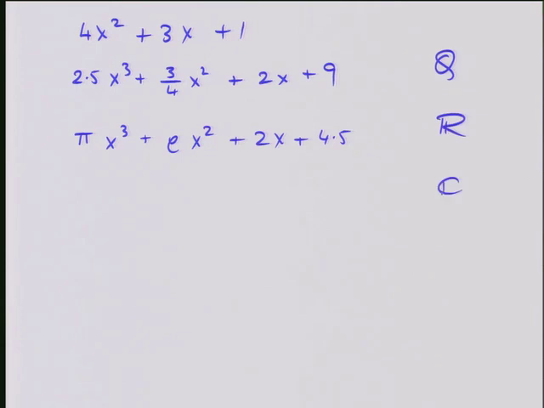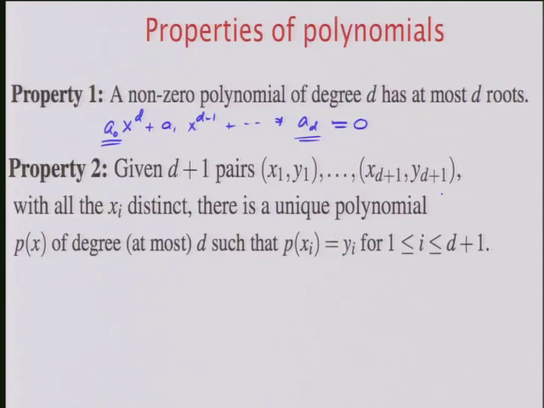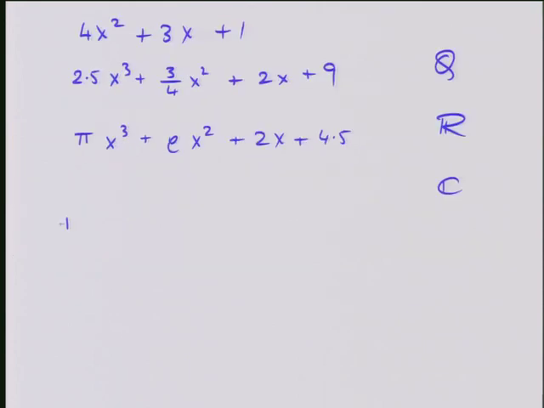Now, we don't really want to think of the coefficients as coming from the natural numbers or the integers, because of the properties of polynomials that we used to prove these two crucial properties, right? The fact that polynomials of degree d have at most d roots, and the fact that you can interpolate polynomials. The properties that we used were that we can add, subtract, multiply, and divide these coefficients.